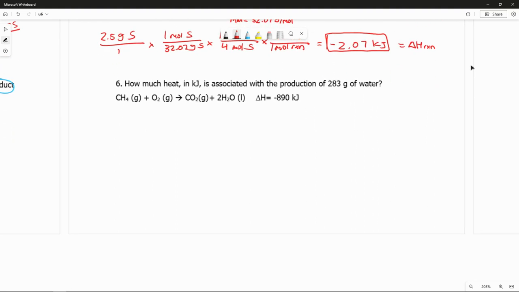How much heat in kilojoules is associated with the production of 283 grams of water? It gives us almost the same equation as before, just different elements and compounds. It even gives us delta H, which is very kind, and it simplifies our process a lot. We're looking for the amount of heat, in kilojoules, because it specifies that they want it in kilojoules. So for this one, we're going to follow the same process as before. Using dimensional analysis, we start with the number we're given, 283 grams of H2O.